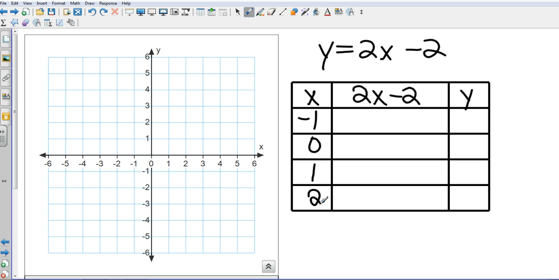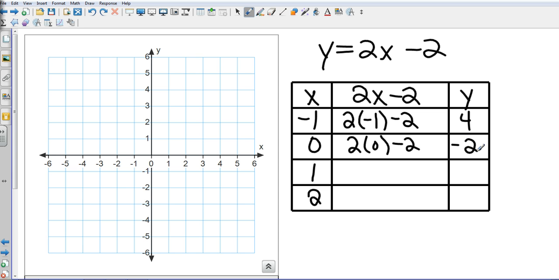So now I need to go through and substitute everywhere I see an x. I need to replace that with -1. So that's 2 times -1 minus 2. 2 times -1 is -2. -2 minus 2 is 4. Do the same thing with 0. That's going to be easy. 2 times 0 is 0. 0 minus 2 is -2.